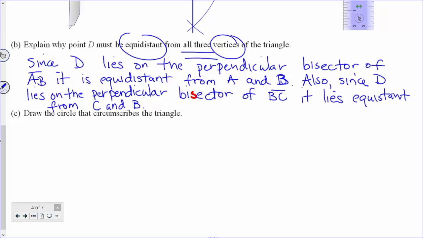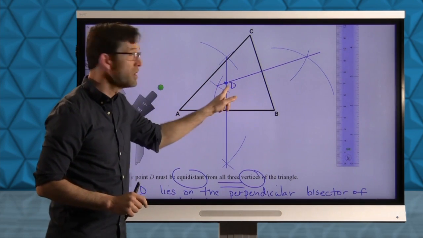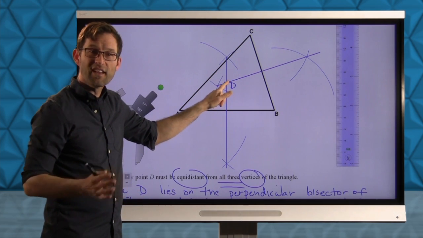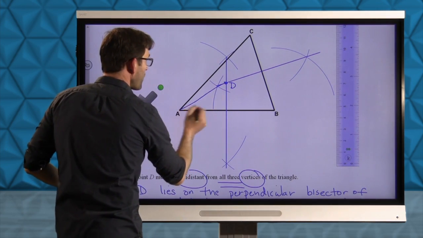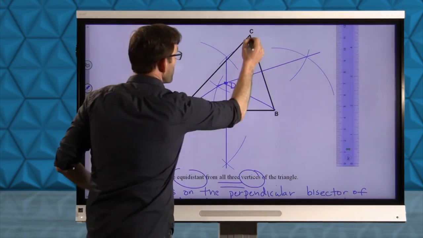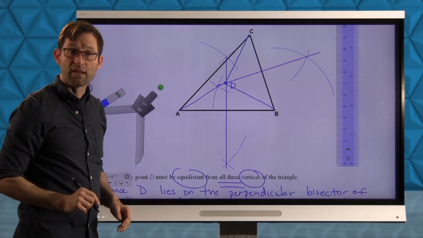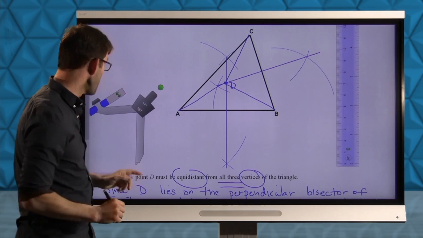Now again, think about what that means, right? That means that if the distance from B to D is 4 inches, then the distance from C to D is 4 inches. So again, keep this in mind. It's kind of cool, right? Like this length and this length must be the same. But this length and this length must be the same. And therefore, all 3 lengths must be the same.